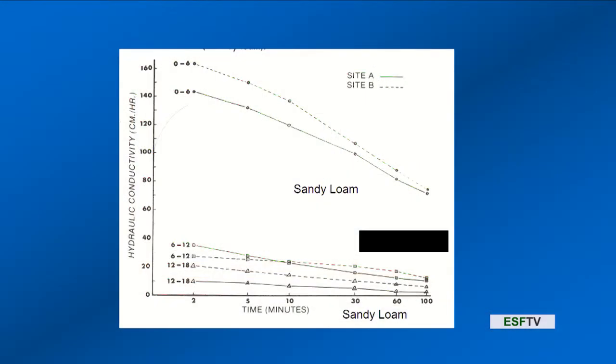Here's the graph. It shows hydraulic conductivity in the familiar units, centimeters per hour on the x-axis, going from 0 to 160, in the two sites, site A and site B. And it shows the change over time and depth. So here we have the 0 to 6 inch depth for the two sites, the 6 to 12, and so forth. And the pattern is pretty interesting, that the Ksat is very high and it decreases with time.